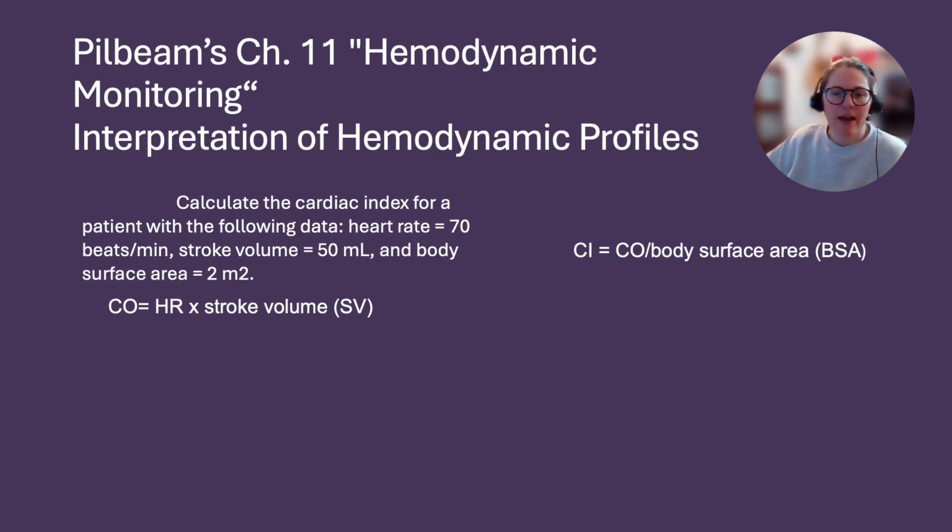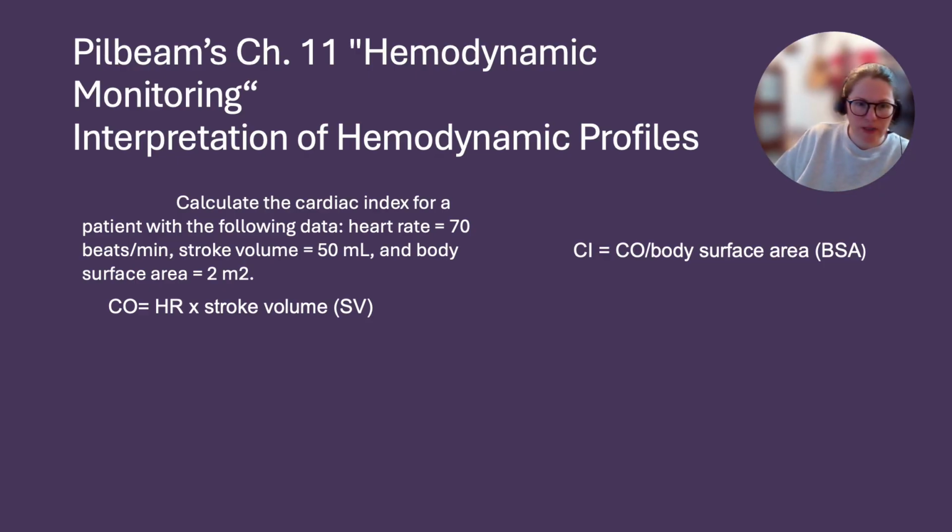All right, we have a cardiac index equation, and I'll read it. Calculate the cardiac index for a patient with the following data: heart rate of 70, stroke volume of 50, and body surface area of 2. Take note of our measurements. We'll jump right in.